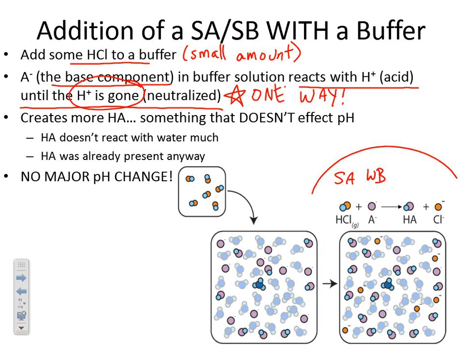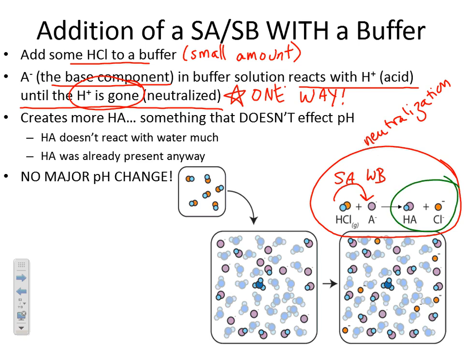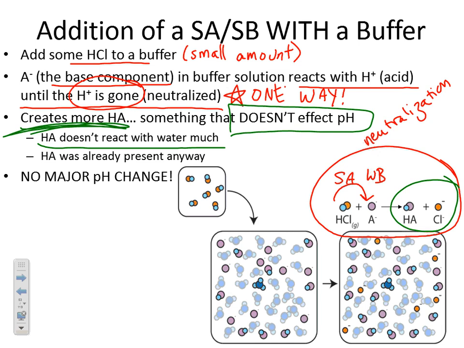And we see from this reaction right here, this is our neutralization reaction, that our acid does what acids do. It donates its proton to the base, which in this case is A minus. But then look at what we made. We made HA and we made Cl minus. Again, we're creating things that do not affect pH substantially. We created a weak acid. We created something that does not like to dissociate, something that does not like to donate its H plus ion at all. HA doesn't really react with water much, right? It's a weak acid. It likes to stay as HA, not H plus and A minus.